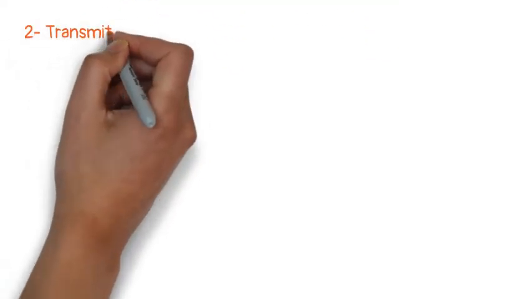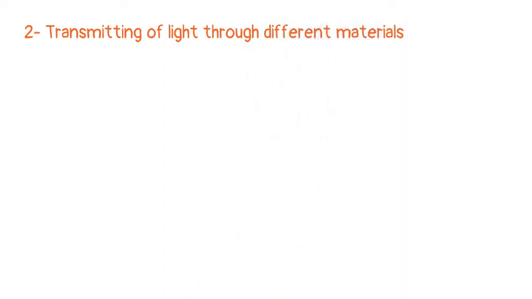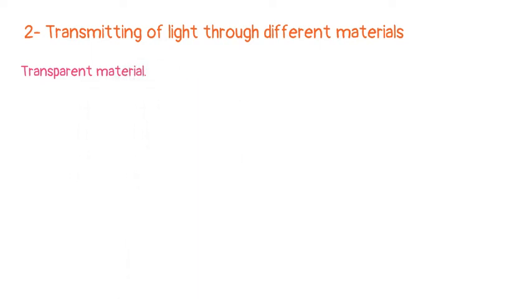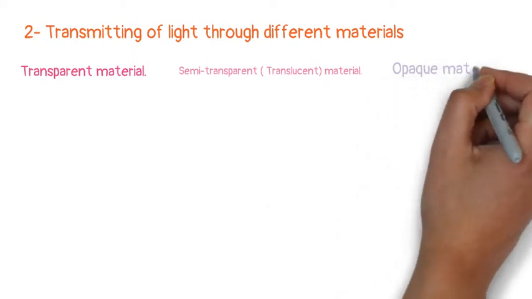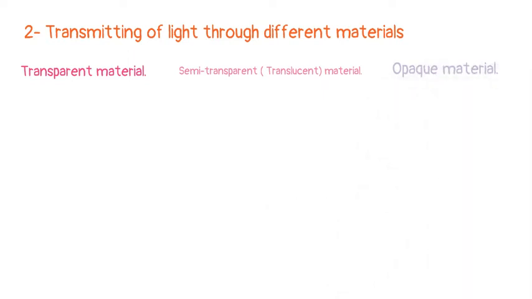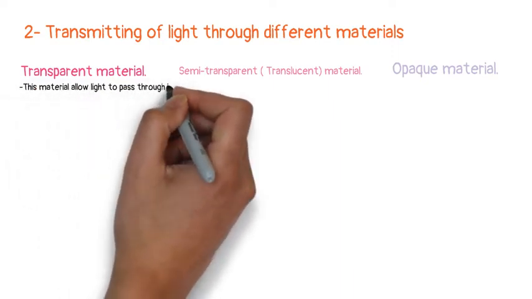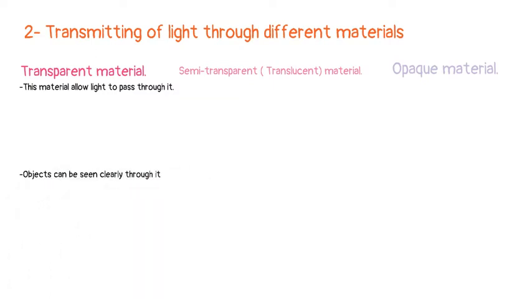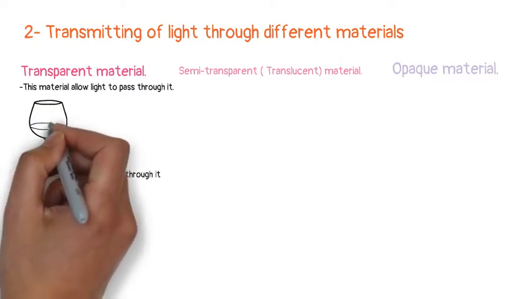The next one is transmitting of light through different materials. Here we classify the materials into three types according to the transmitting of light: transparent, semi-transparent or translucent, and opaque material. So what is meant by each one of them? Starting with the transparent material. Transparent materials are the materials which allow light to pass through, and the object behind can be seen clearly through it.